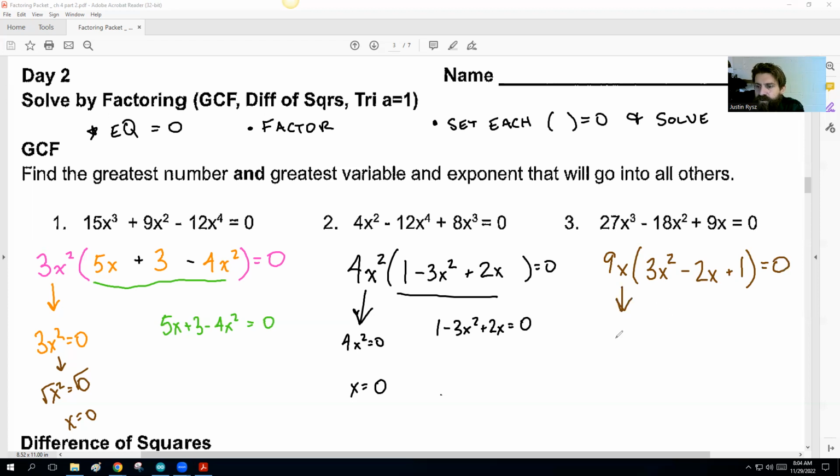Okay. Same thing here. We would just say 9x equals 0. And then the other part here, 3x squared minus 2x plus 1 equals 0. We probably can solve this one here. Yep, 9 times 0 is 0, so x would be 0. We don't know how to solve this one yet, but we will.